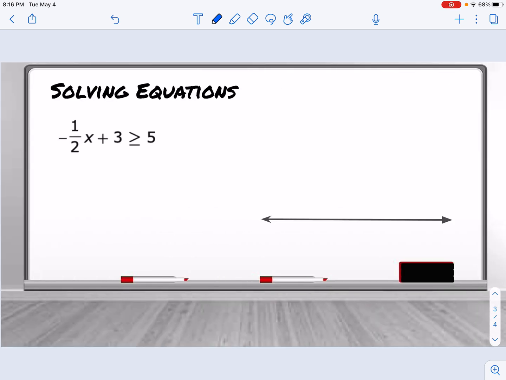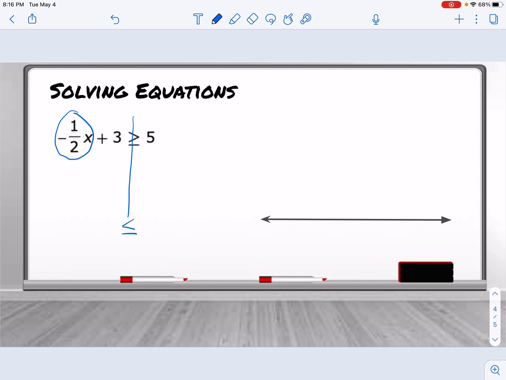One more. Negative half times x plus 3 is greater than or equal to 5. Again, we split it. I circle my number with x. I see it's negative, so like the last one, I have to flip my sign. Then we can solve it by getting rid of adding 3, so we subtract 3. We still have our negative half times x. 5 minus 3 is 2.